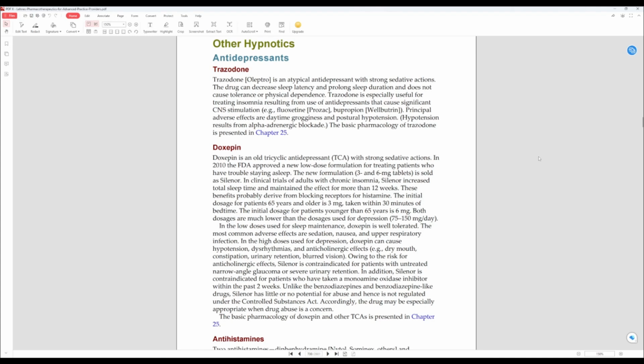Trazodone is especially useful for treating insomnia resulting from the use of antidepressants that cause significant CNS stimulation, such as your fluoxetine, your Prozac, or bupropion, Wellbutrin. Principal adverse effects are daytime grogginess and postural hypotension. The basic pharmacology of trazodone is discussed in Chapter 25.